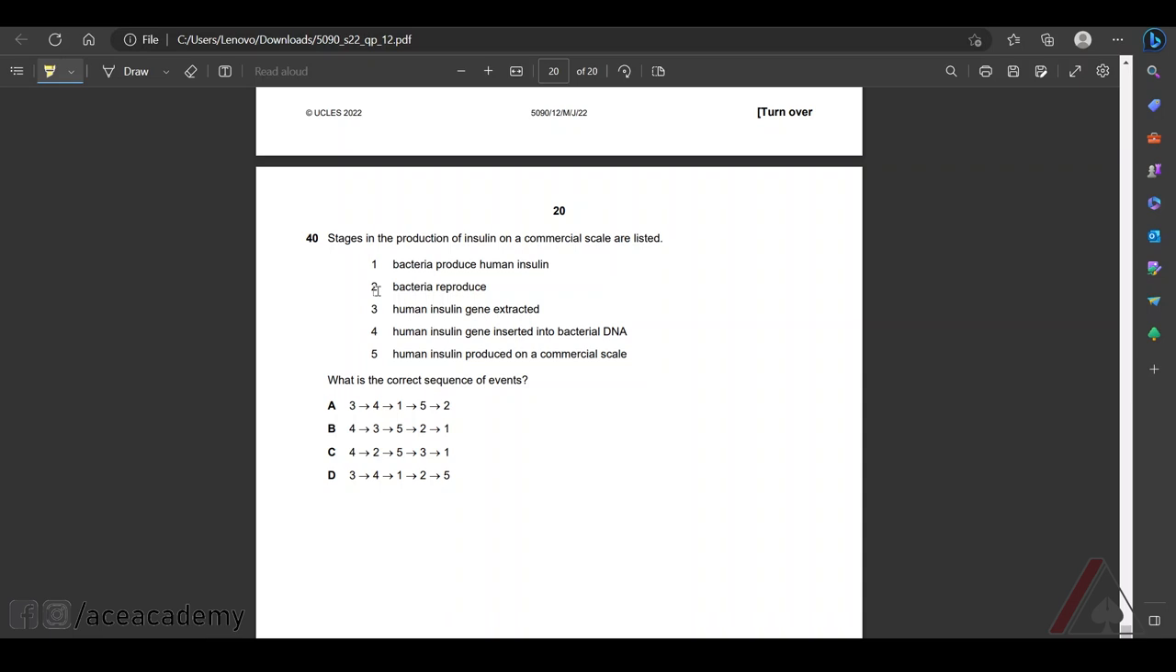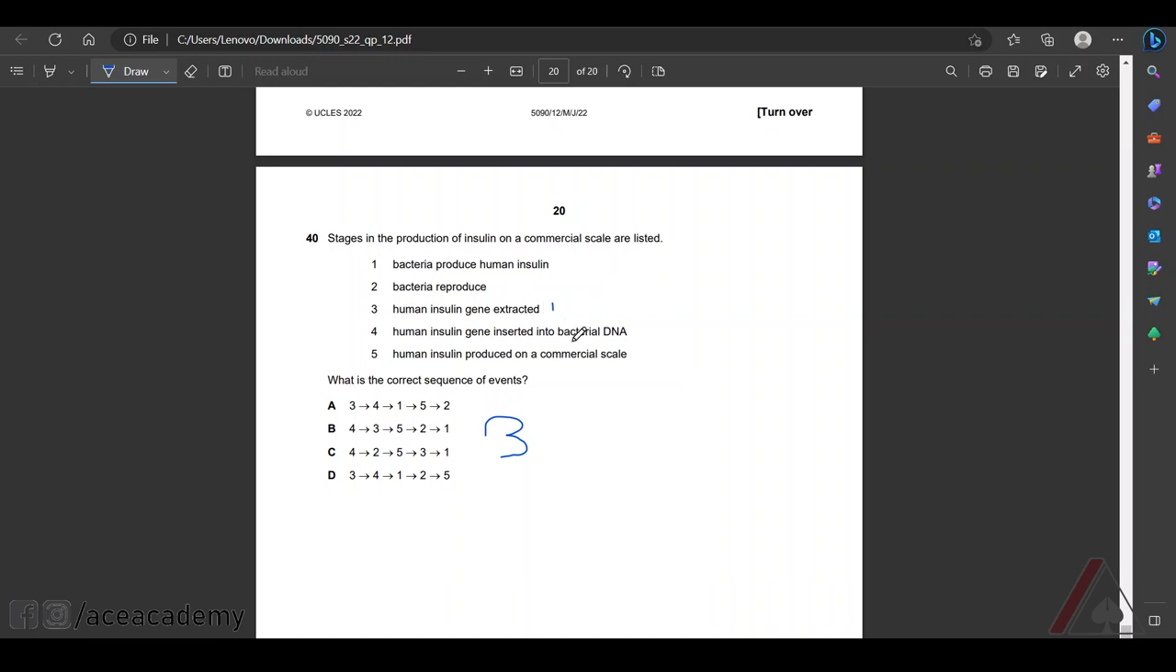Number 1, bacteria produce human insulin. Number 2, bacteria reproduce. Number 3, the human insulin gene is extracted. Number 4, the human insulin gene is inserted into bacterial DNA. Number 5, human insulin is produced on a commercial scale. If we are to place this sequentially, number 3 should really happen first, because first we have to take the human insulin gene from a human cell before we add it to the bacteria. So 3 should be first.